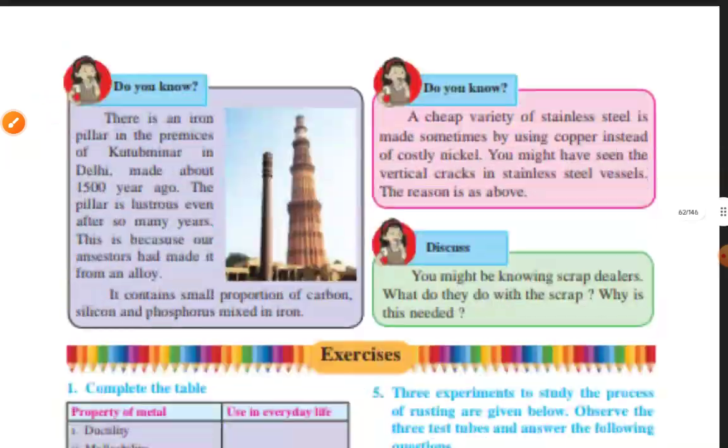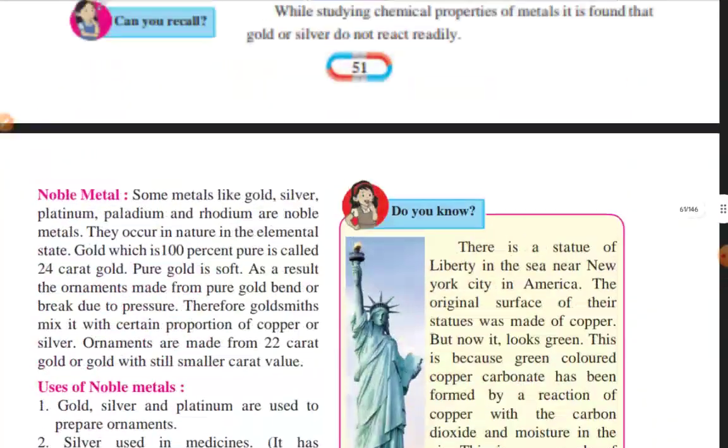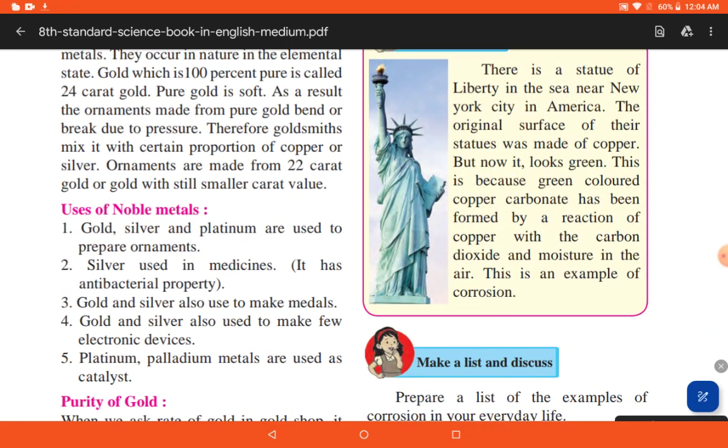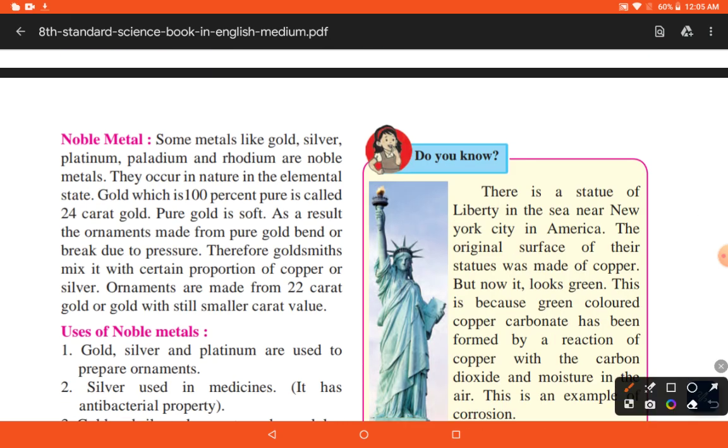Okay, now coming here, we have uses. Before dealing with that, let's know about noble metals. Metals like gold, silver, platinum, palladium, rhodium are noble metals. They occur in nature in their elemental form. If I talk about 24 karat gold, that is gold with 100% pure gold.